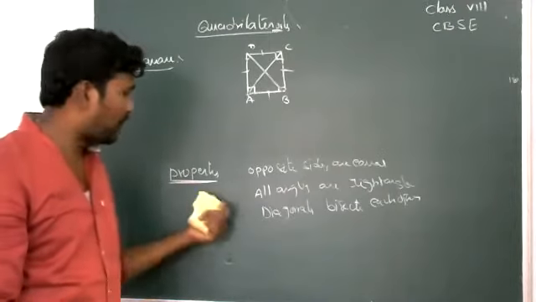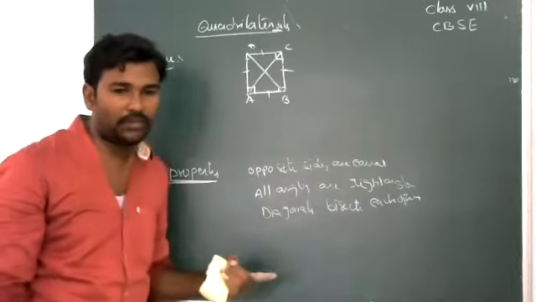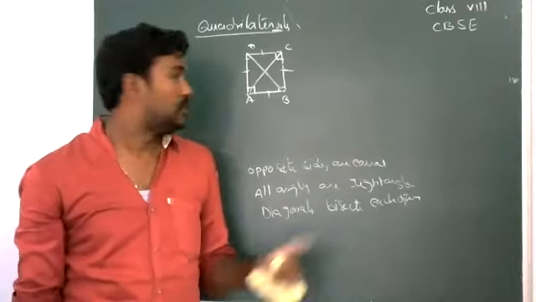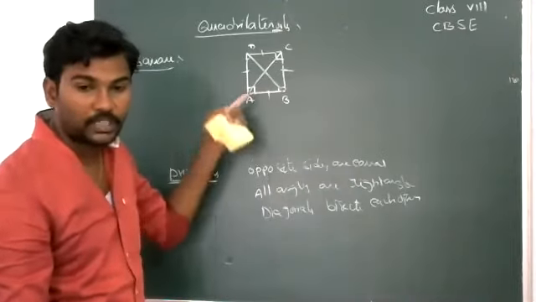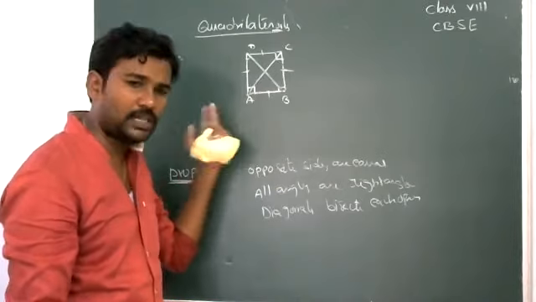These properties are the same as a rhombus only. In a rhombus, all sides are equal, so in a square, all sides are equal. And here also diagonals bisect perpendicularly. No problem, here also the diagonals bisect perpendicularly.